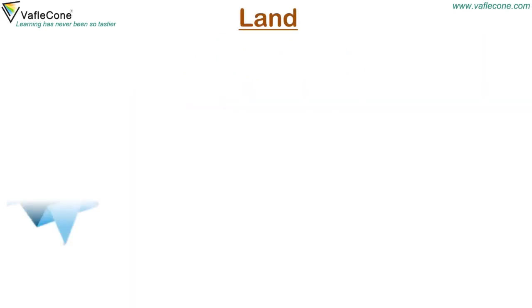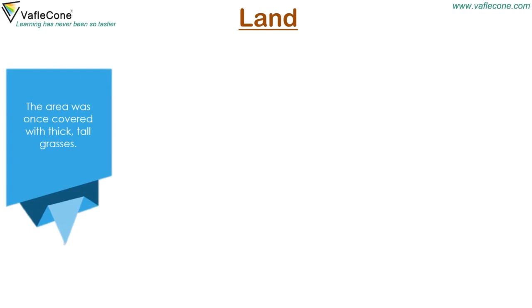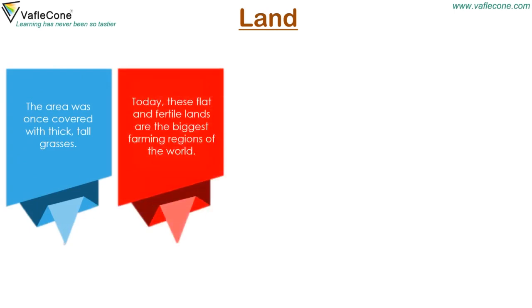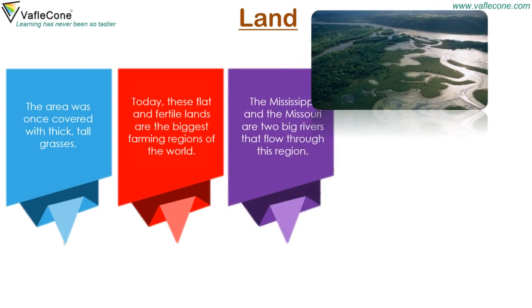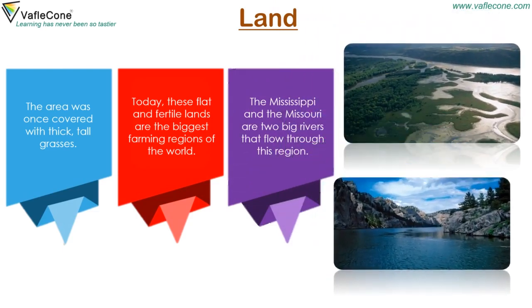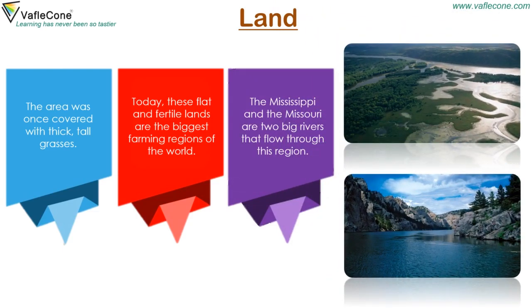Land. The area was once covered with thick, tall grasses. Today, these flat and fertile lands are the biggest farming regions of the world. The Mississippi and the Missouri are the two big rivers that flow through this region.